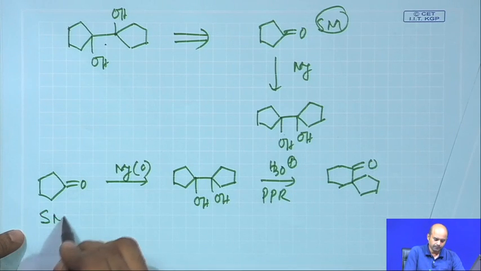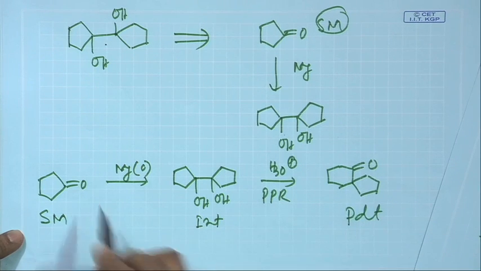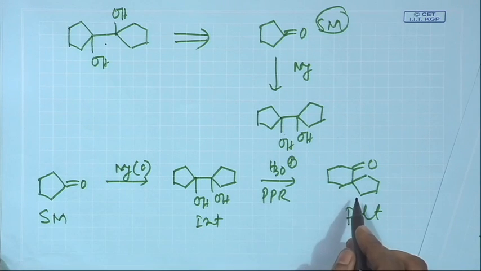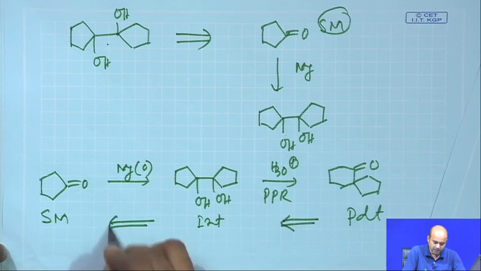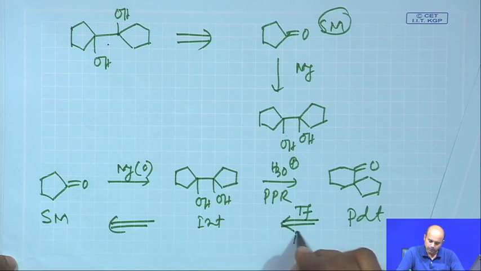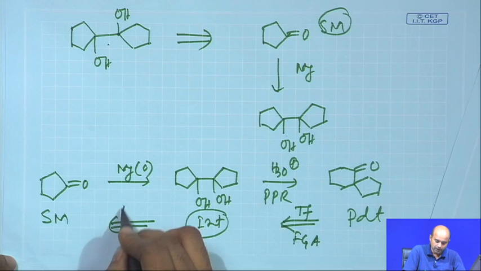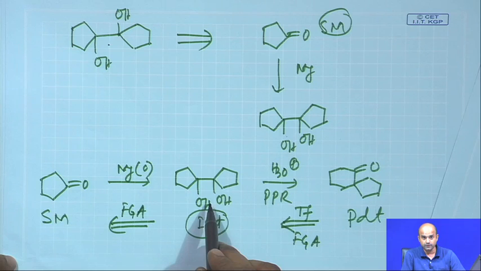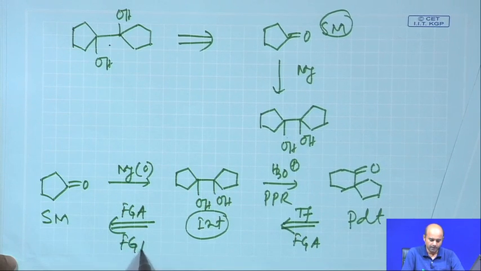Your starting material, this is one of the intermediates, and this is the final product, and these arrows are forward arrows. But when you write the retro pathway, you start with this, you give a backward arrow like this, and you come to the starting material. Here you put a transformation which is called Pinacol rearrangement, or you can call it FGA, functional group addition. Here is the intermediate. Again you can call it FGA, because the initial starting material has a ketone and the intermediate has a diol, so it is FGA, functional group addition, or even functional group interconversion.